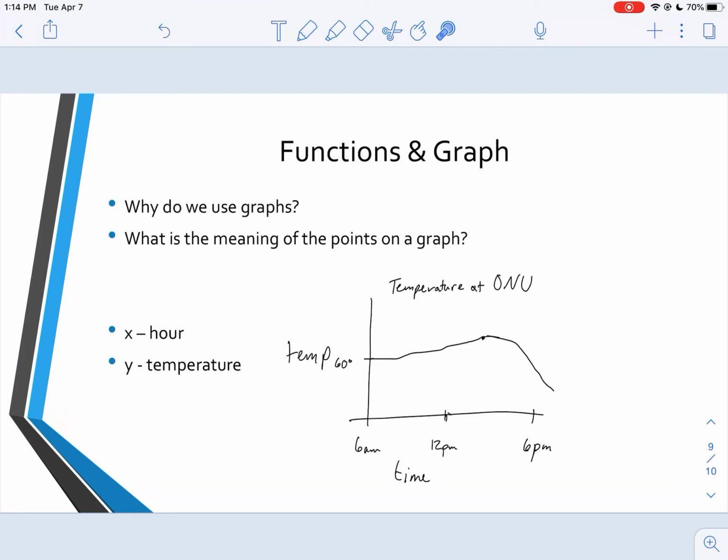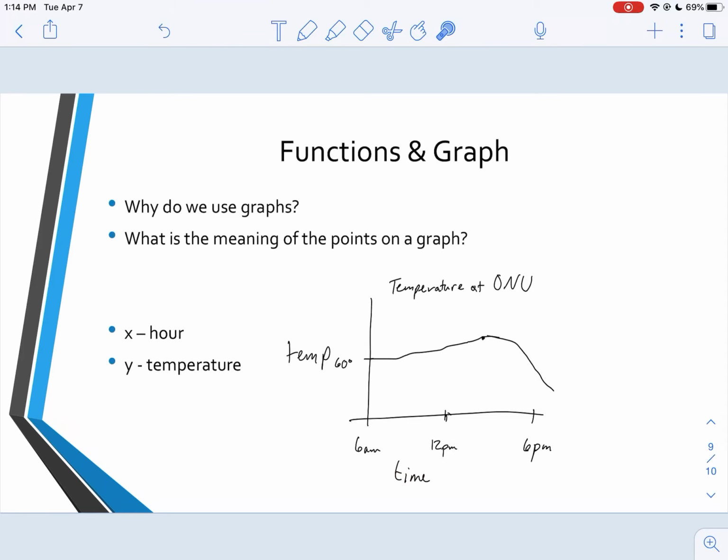So we're going to look at how we can look at functions and graphs. So why do we use graphs? You could pause it and think that through a bit. Probably the main reason I would say we use graphs is to combine a lot of information in one place in a way that's easy for us to see what's going on.